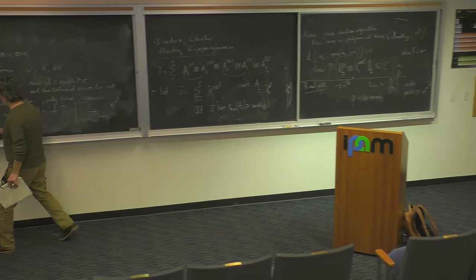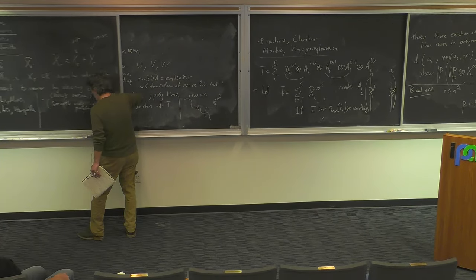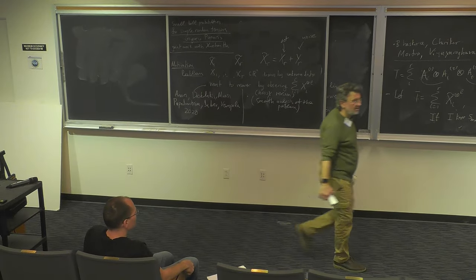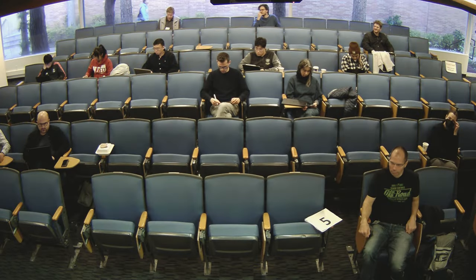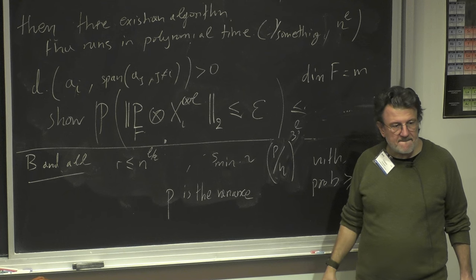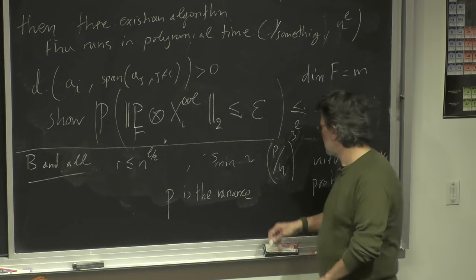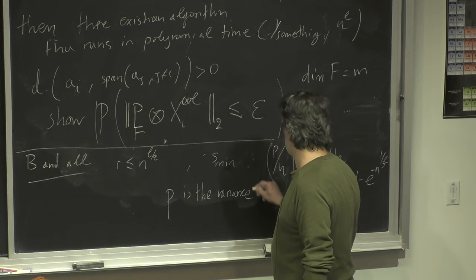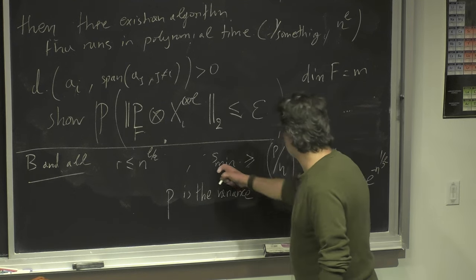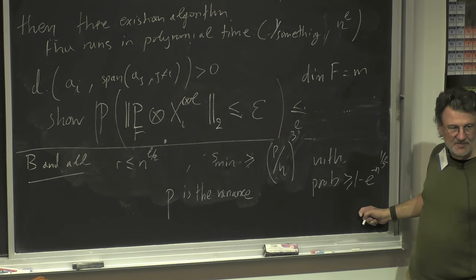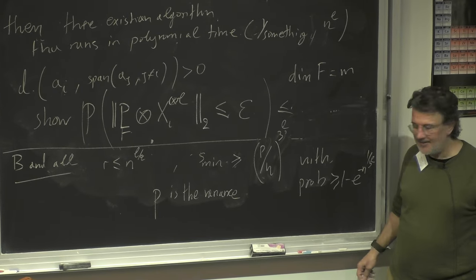So what is... This is bad news, right? This result is bad news. This is what they were able to prove, even in the Gaussian case, for this problem. But you want the smallest singular value to be large, and that's a small number. They can prove that it is at least that with some probability. And is that good enough, is my question.